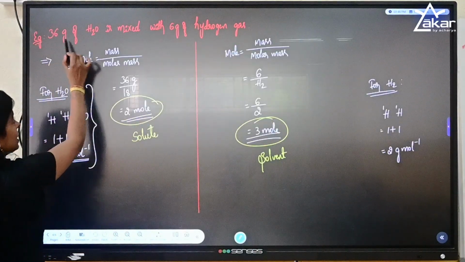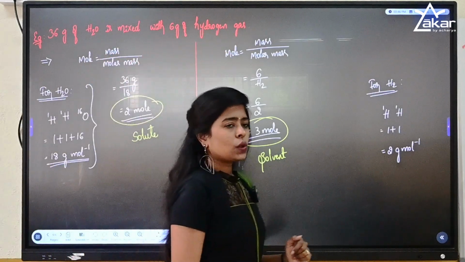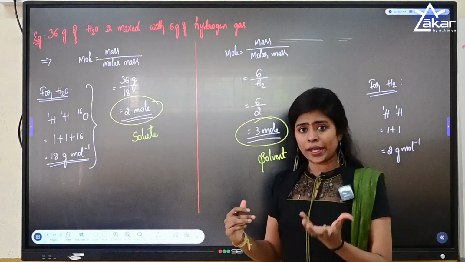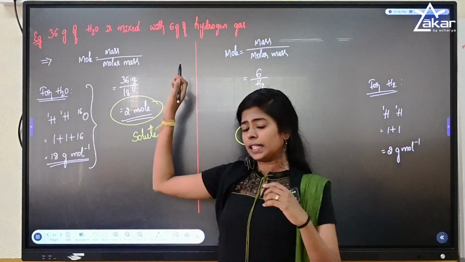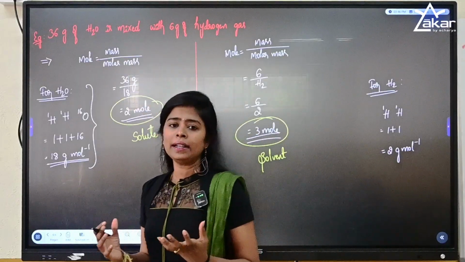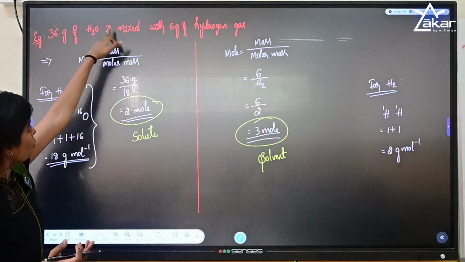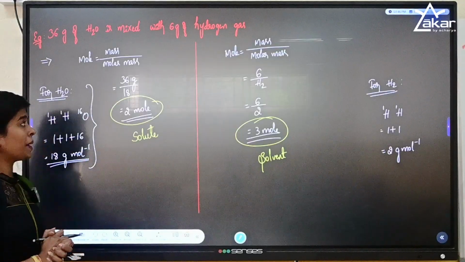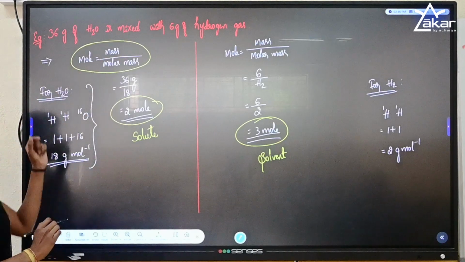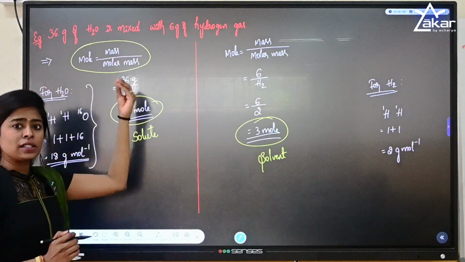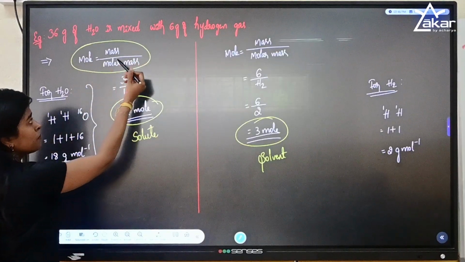Now, 36 grams of water is mixed with 6 grams of hydrogen gas. In this I wanted to know which one is my solute and which one is my solvent. Just by looking at the problem and the definition we learned, what comes to our mind? The one which is present in lesser quantity we consider as solute, and the one present in more quantity we consider as solvent. But let us understand that practically. We are defining solute and solvent, or amount of substance, in terms of moles. So mole means what? Mass by molar mass.